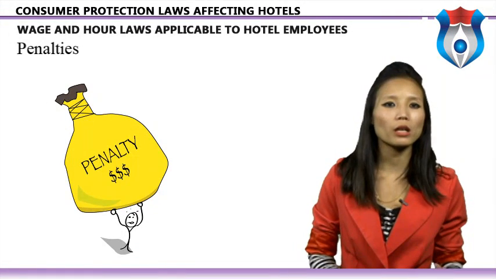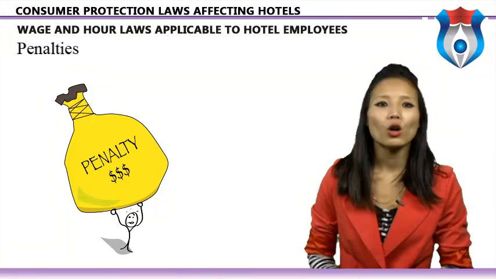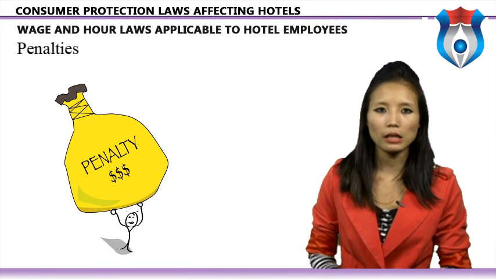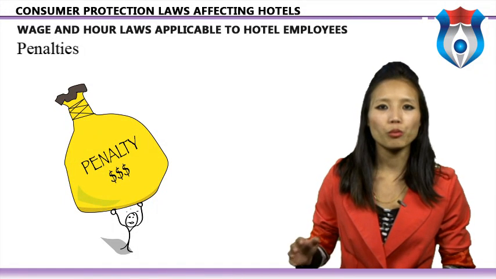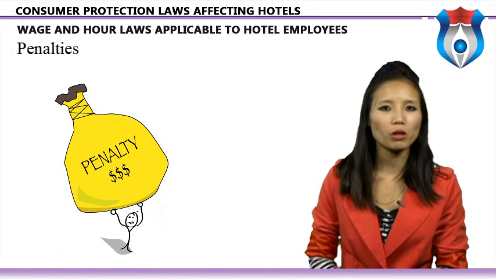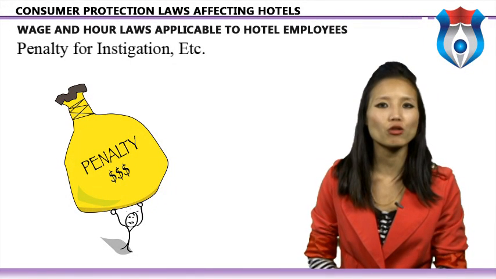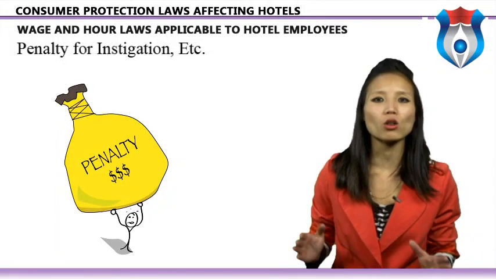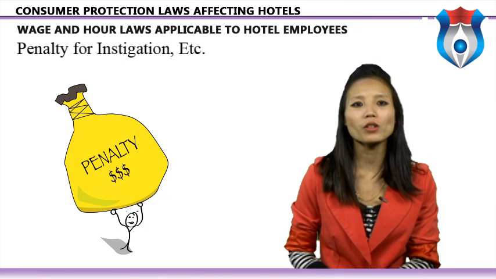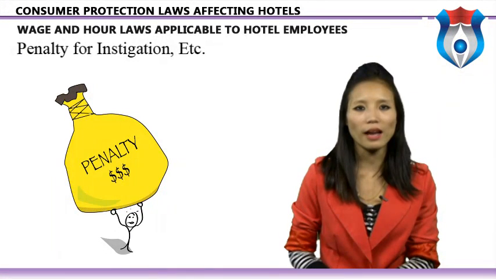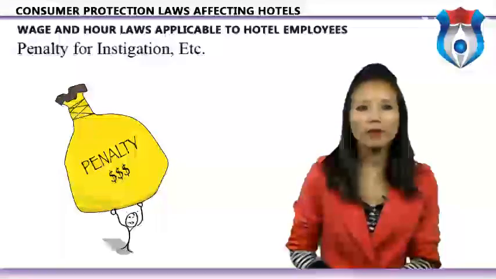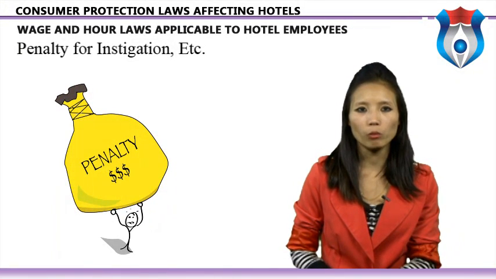Penalties. Penalty for illegal strikes and lockouts. Any workman who commences, continues or otherwise acts in furtherance of a strike which is illegal under this act shall be punishable with imprisonment for a term which may extend to 1 month or with fine which may extend to 50 rupees or with both. Penalty for instigation, etc. Any person who instigates or incites others to take part in or otherwise acts in furtherance of a strike or lockout which is illegal under this act shall be punishable with imprisonment for a term which may extend to 6 months or with fine which may extend to 1,000 rupees or with both.